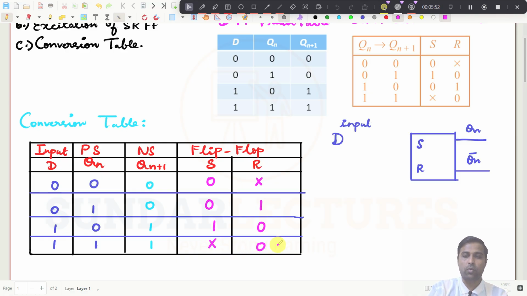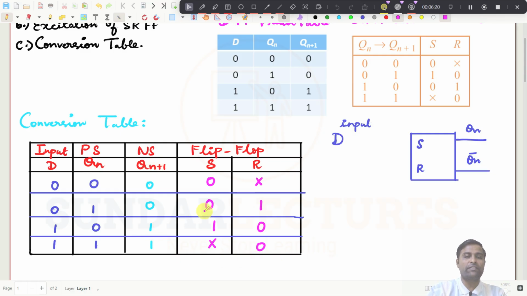Can you understand what we have done? We have just taken the truth table of the D flip-flop straight away, and with the help of the excitation table, we have derived the values of S and R. That's all. Very simple, right? So you have to remember this kind of thing. This procedure is common for all other flip-flop conversions. So please listen very carefully to this, because it helps you in all other flip-flops.